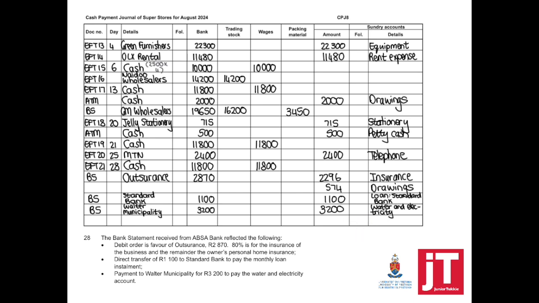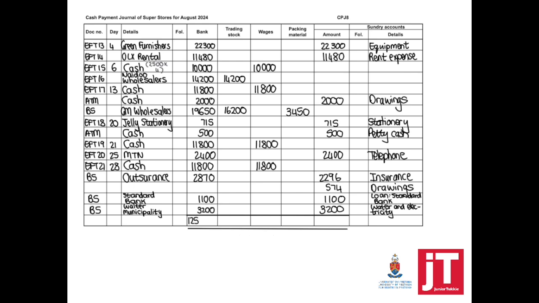Water, electricity. If we are done with all the transactions, we can now draw a line and add each column. When we are completing the CPJ or posting from the CPJ, or something that you've learned from the CPJ, bank will always be credited and the rest will be debited.